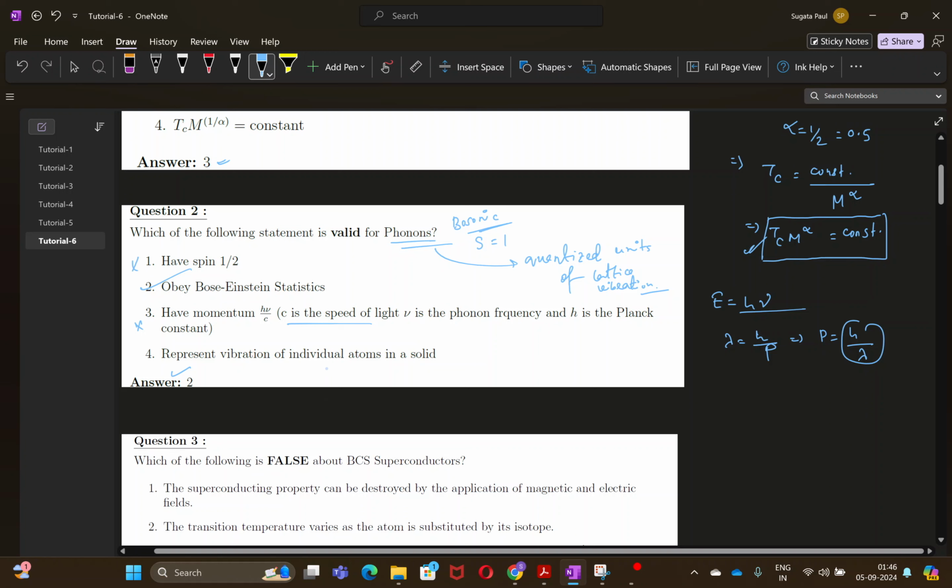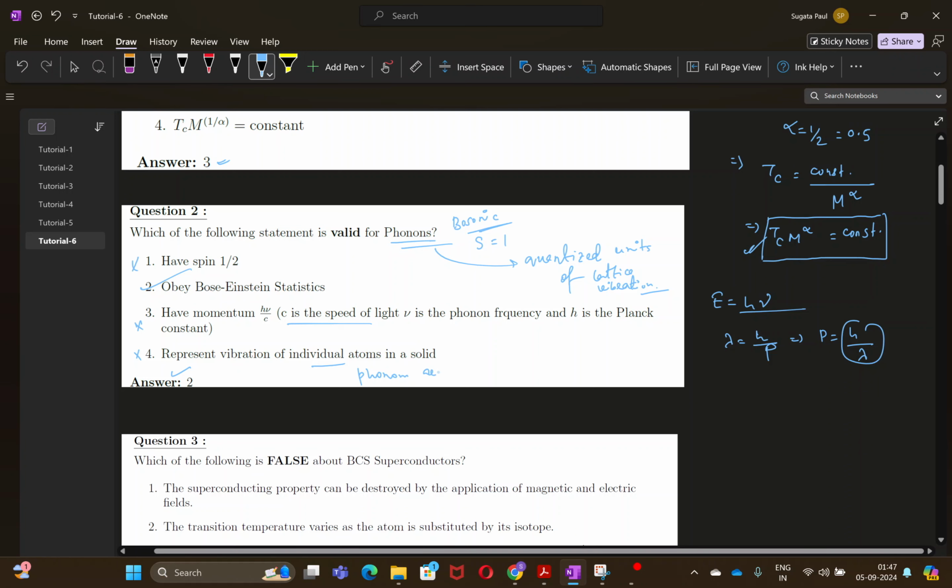And fourth is that they represent vibration of individual atoms in a solid. This is also not true, because as I said, phonons are not individual atom vibrations, but a collective vibration of the entire lattice, and this is the simplest quantized unit of that collective lattice vibration. This is a collective mode response that we are getting. It is not an individual vibration of an atom in a solid, but a collective quantized unit of vibrations.